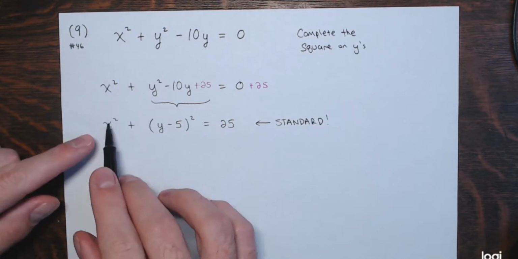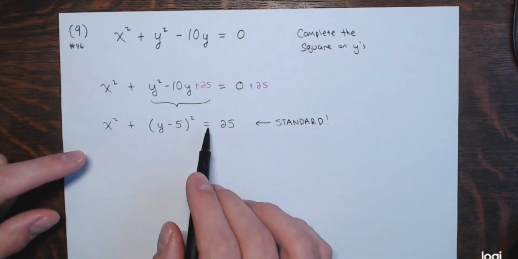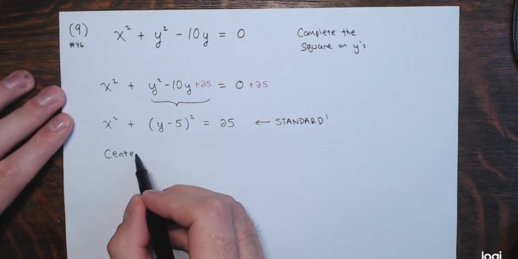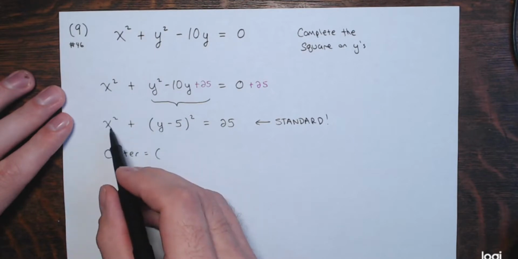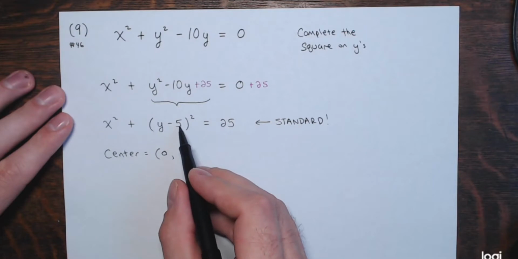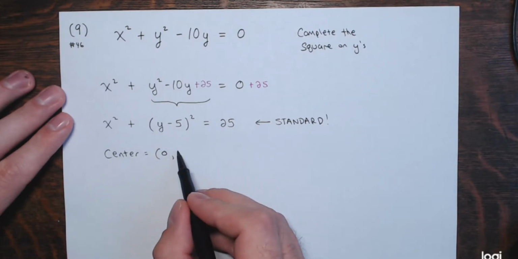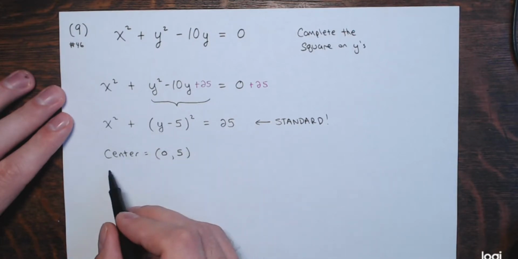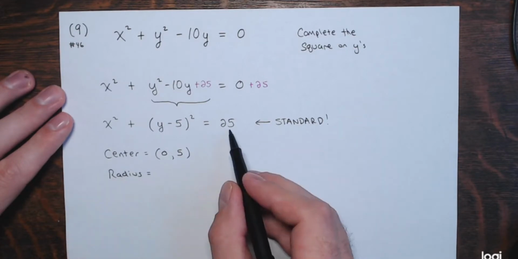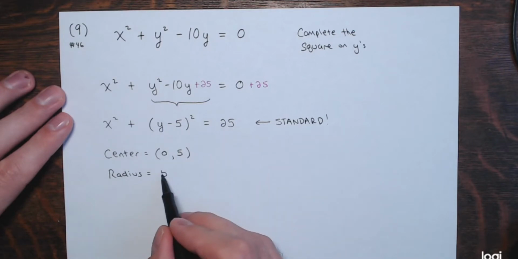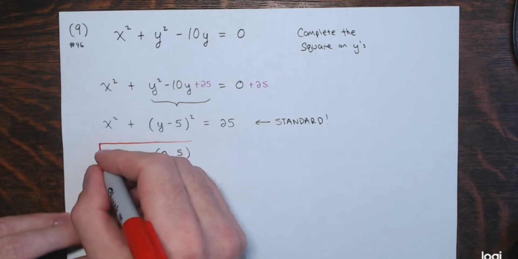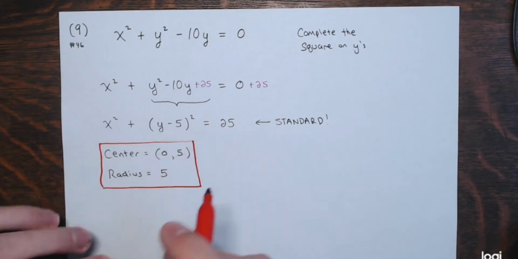Something with x squared plus some quantity with y squared equals a number. The center should be easy to identify. The x coordinate of the center would be 0. This is x minus 0 squared. And the y coordinate of the center would be 5. It's y minus 5 squared. So the center is at the point 0, 5, and the radius is the square root of 25, which is 5. A radius of 5 units. All right, so I've done the first thing, identified the center and radius.